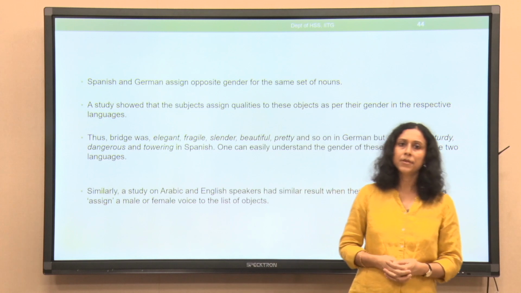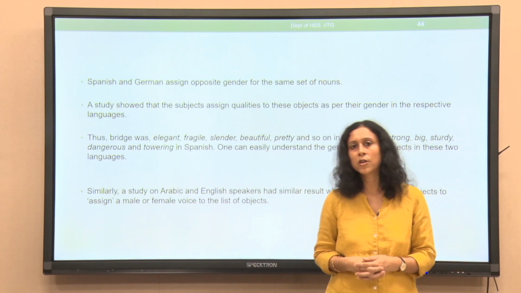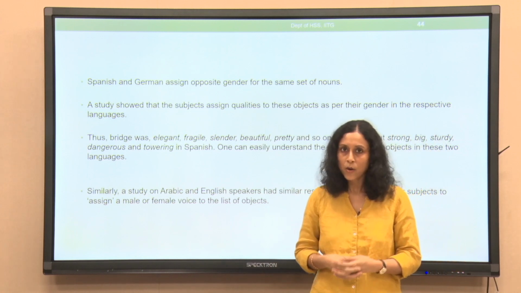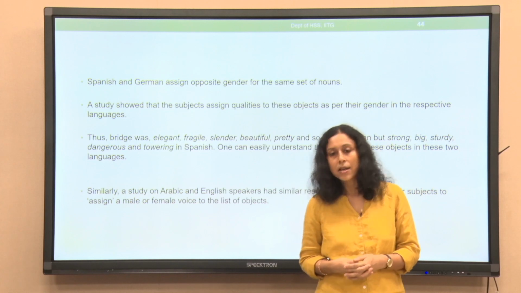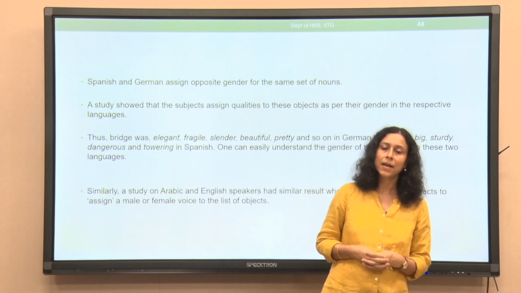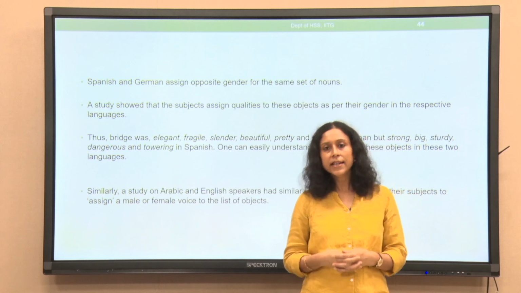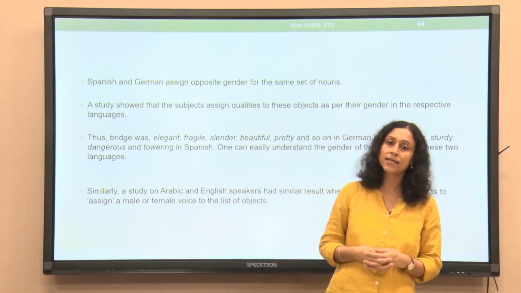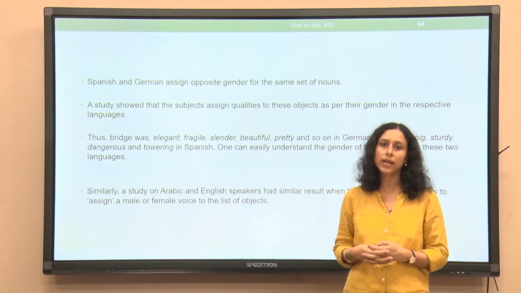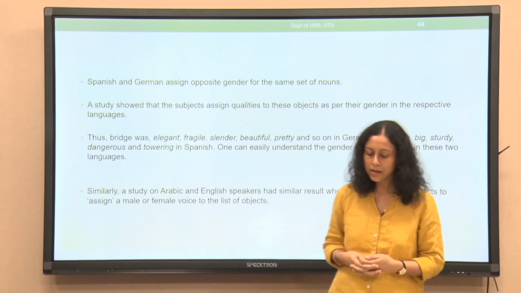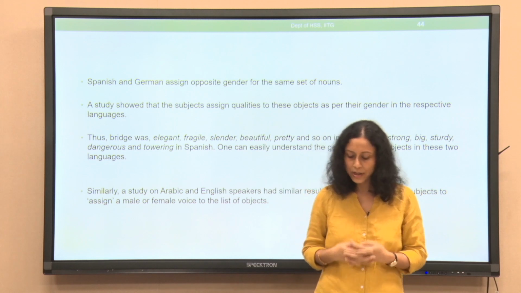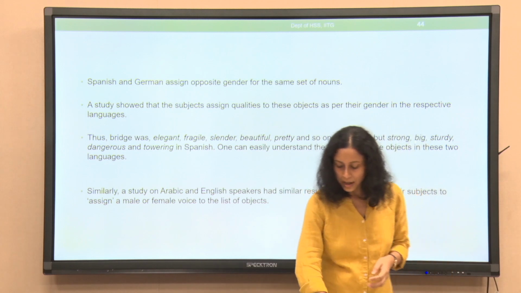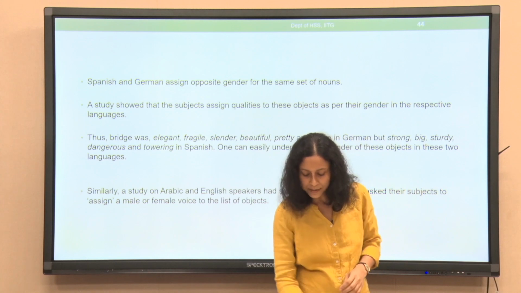Now, fine, yes, languages have gender for inanimate objects, but does it really matter? Why are we even discussing this? The funny thing is that apparently the gender that we use for certain inanimate objects also has some role to play in how we look at them. Apparently, we even conceptualize them differently. So, there was a very well known study between German and Spanish speakers.